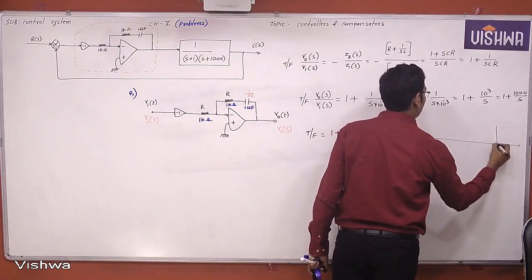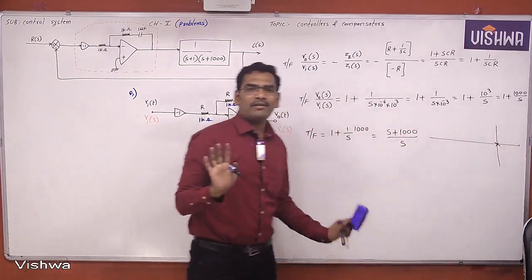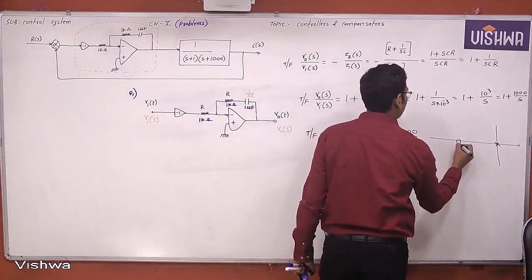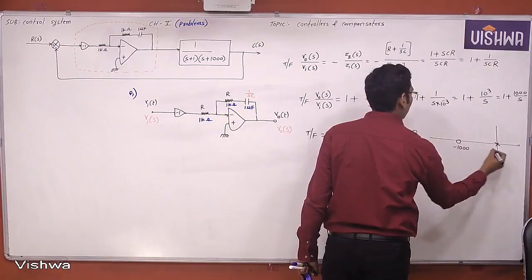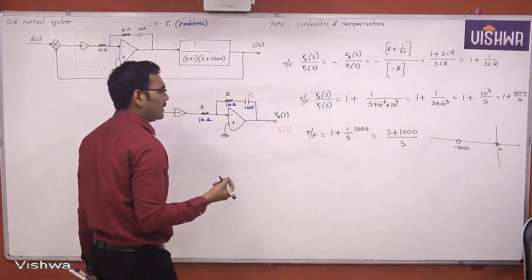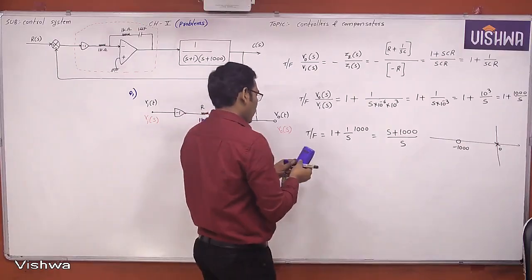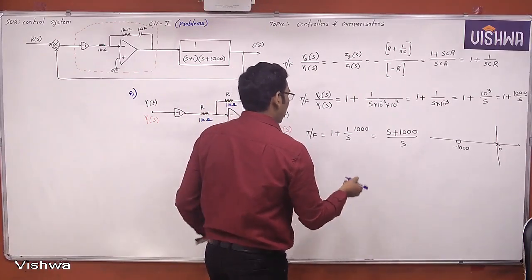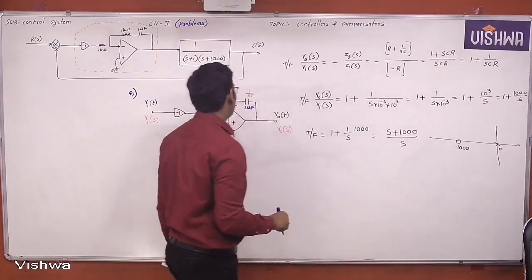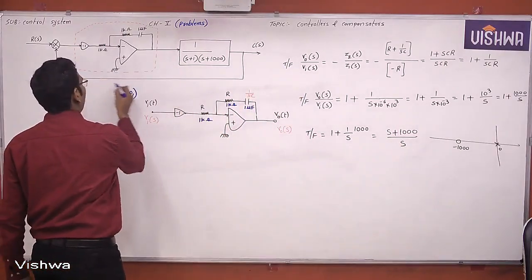One pole at origin. One pole at origin means definitely that it belongs to an I controller, and one finite zero. One pole at origin and one finite zero. Which controller? You tell me which controller it is. Therefore, which controller is this dashed line box?